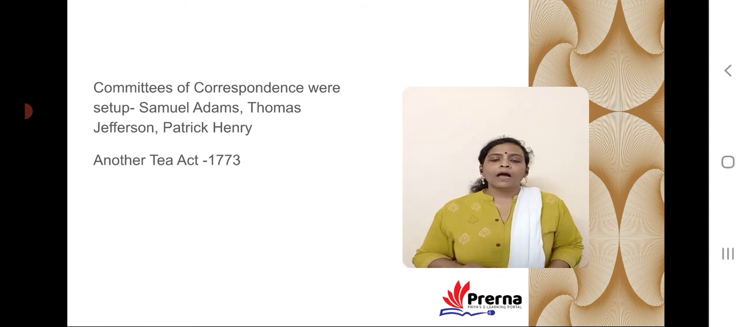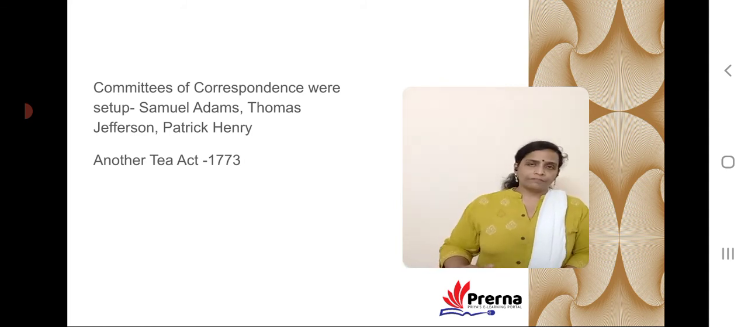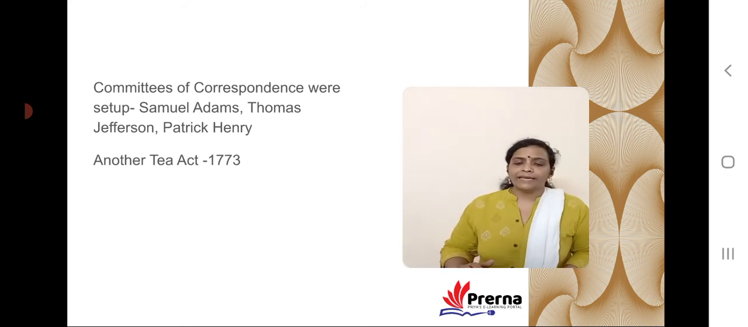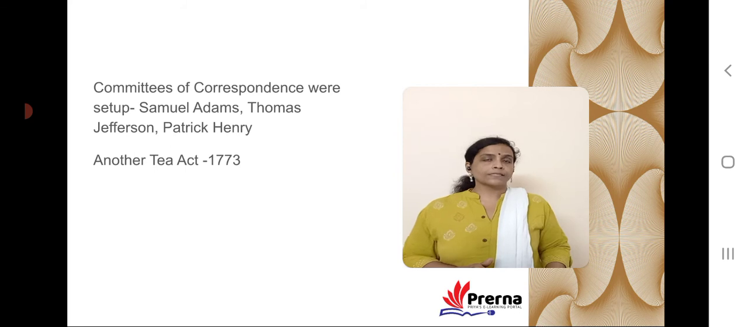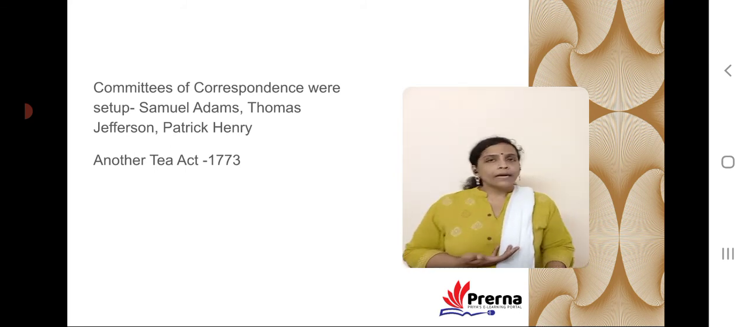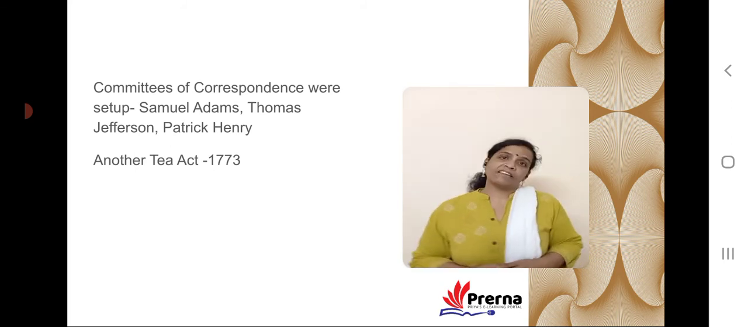Now you can see how a lot of committees were set up after this particular act was passed, and a lot of prominent leaders like Samuel Adams, Thomas Jefferson, whose name we'll be discussing more, Patrick Henry, etc. Now another act again on tea was passed in 1773.